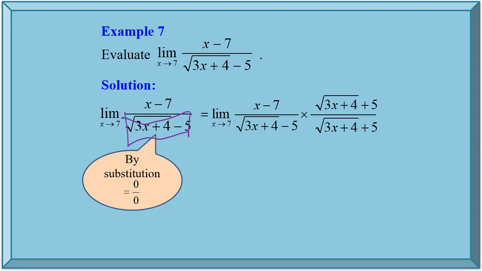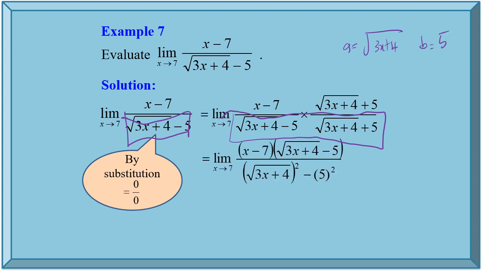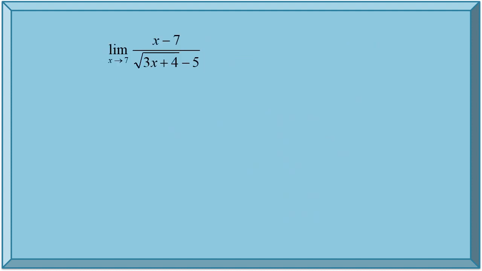So what do we need to expand? We need to expand the one with its conjugate, which is the denominator. Don't touch the numerator. So expand this one. What is our a? The a is equal to square root of 3x plus 4 and the b is equal to 5. So it will be 3x plus 4 minus 25. Right? Because 5 squared here, the square root can be cancelled out with the square. So we have 3x plus 4 minus 25, which is equal to 3x minus 21.